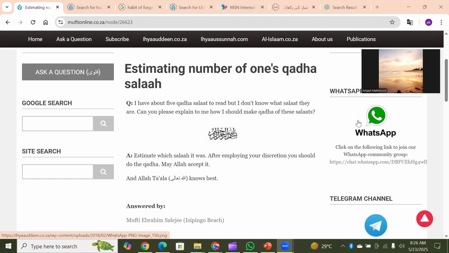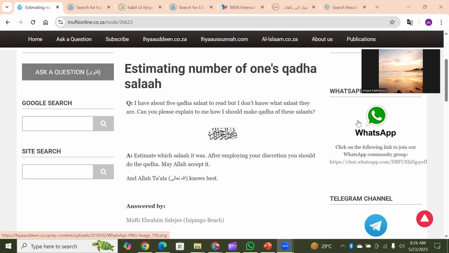The question is that the gentleman is asking: I have about five qada salat to read, but I don't know what salat they are. Can you please explain to me how I should make qada of these salats? Wallahu a'lam. So what a beautiful question.